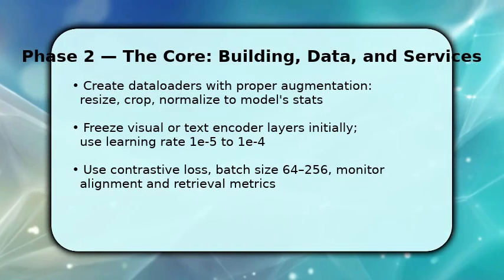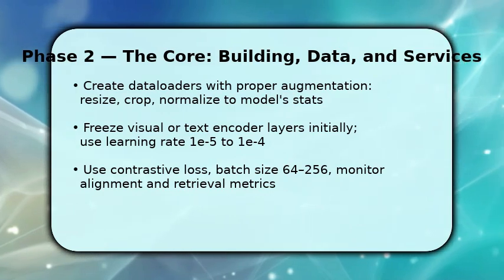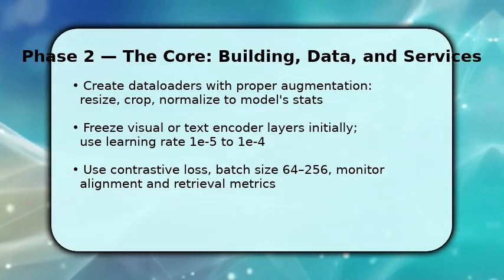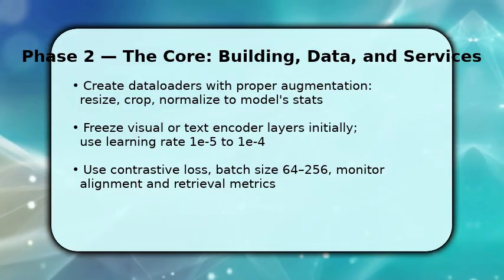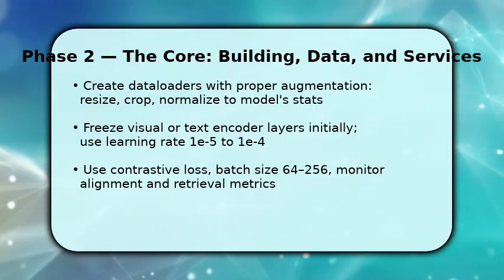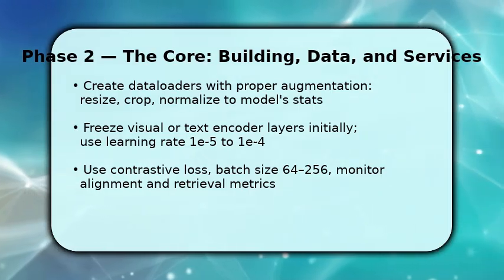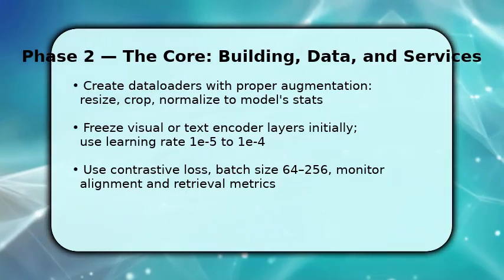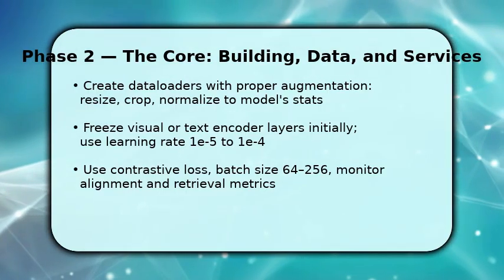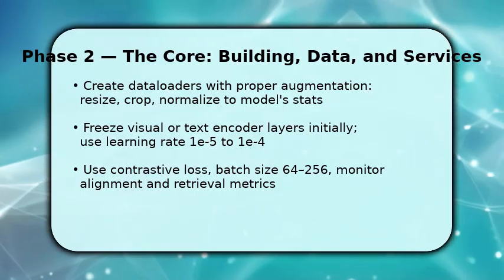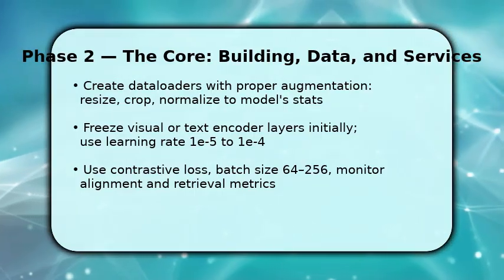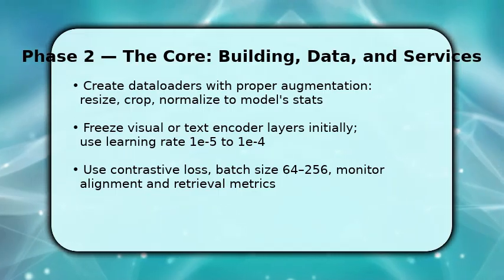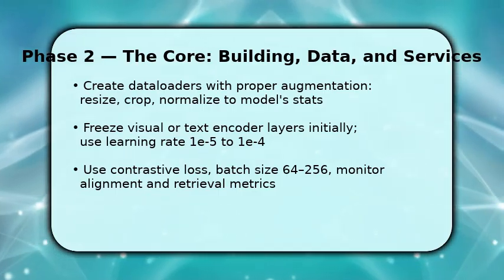Now you fine-tune. Construct synchronized data loaders for images and captions, applying consistent resize, crop, and normalization to the model's expected mean and STD. Start by freezing parts of the visual or text encoder to stabilize training, then unfreeze progressively. Use a contrastive loss between image and text embeddings, a learning rate around 1e-5 to 1e-4, and batch sizes of 64 to 256, depending on memory.